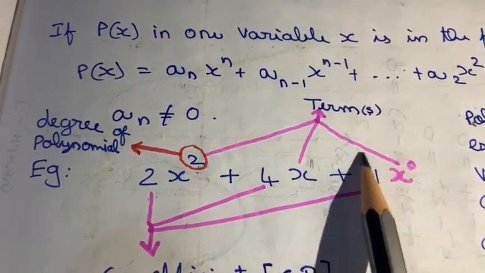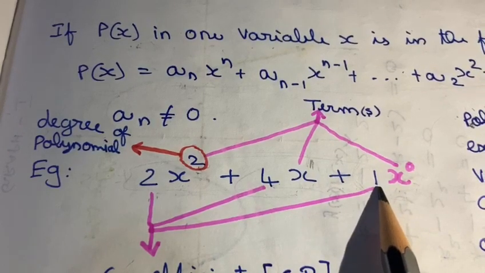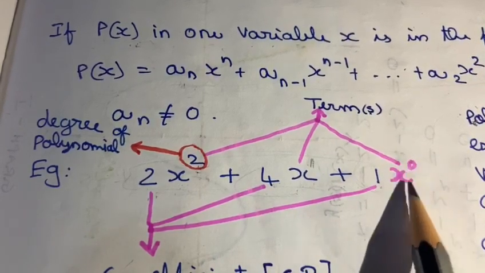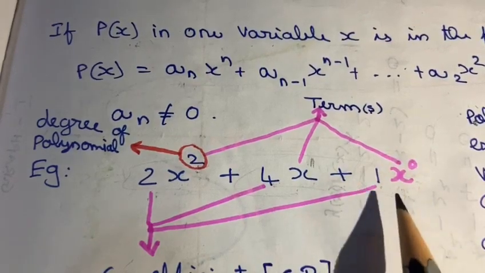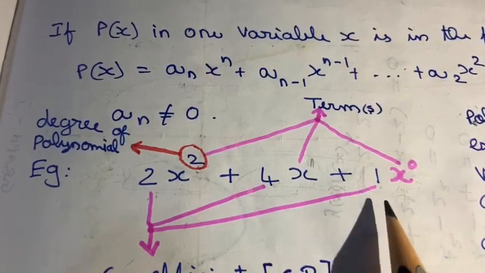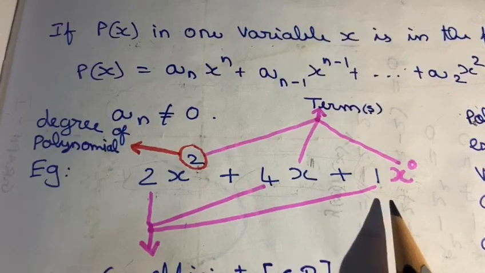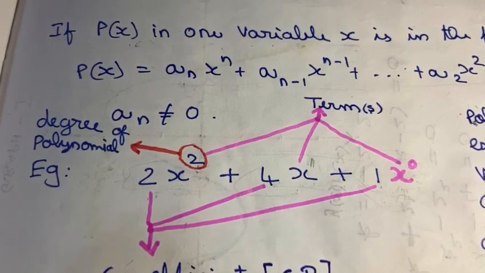And this last one, as I said before, is said to be a constant polynomial because x to the power 0 is always 1, hence it will be a constant polynomial only. And if it becomes 0, it is said to be the 0 polynomial, but we cannot define the value of the degree of the 0 polynomial.